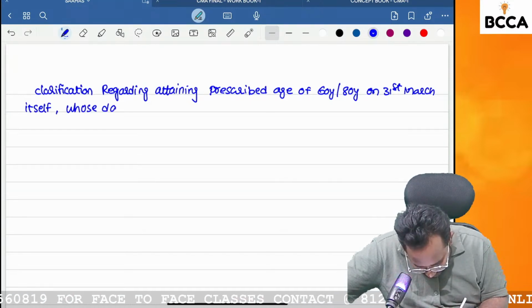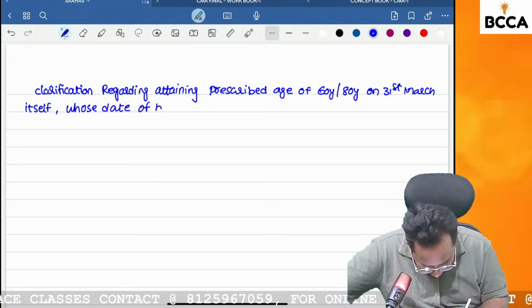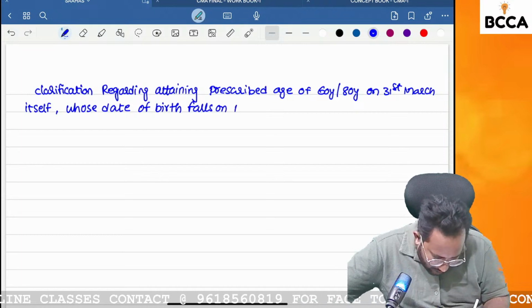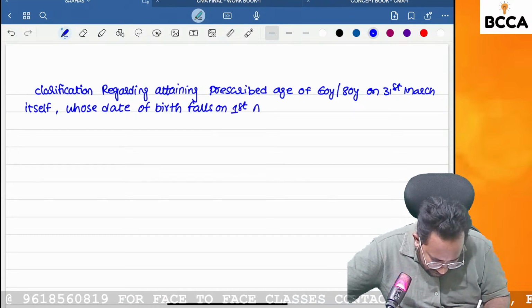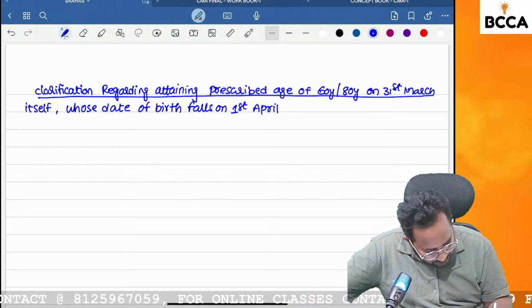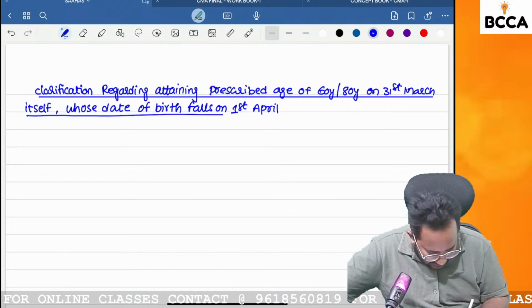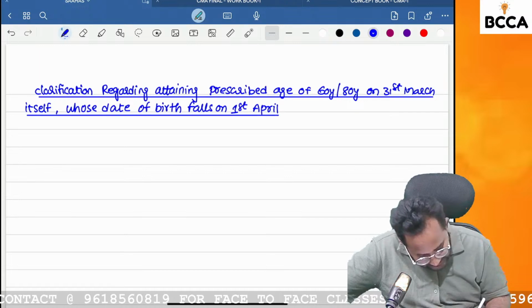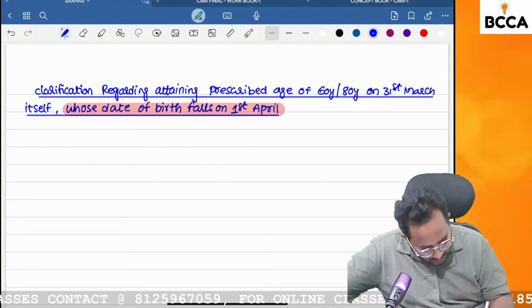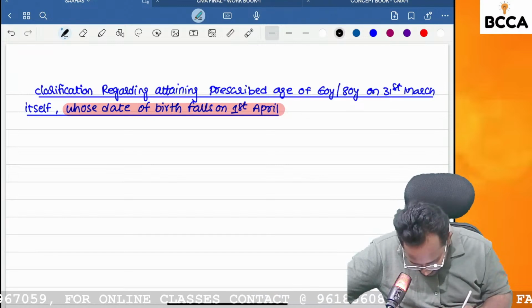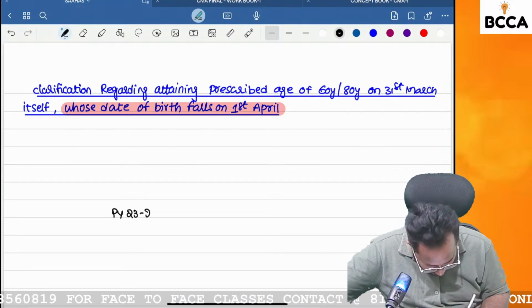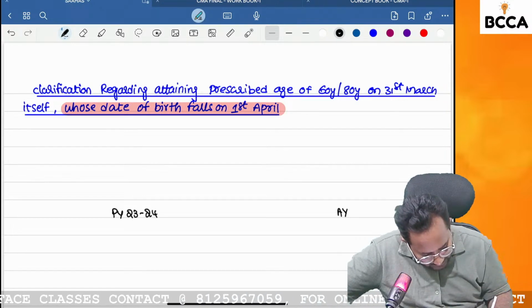Whose date of birth falls on 1st April. CBDT has given one circular with respect to a person whose date of birth falls on April 1st. Can you tell me what is the previous year for our examination? 23-24. What is the assessment year?